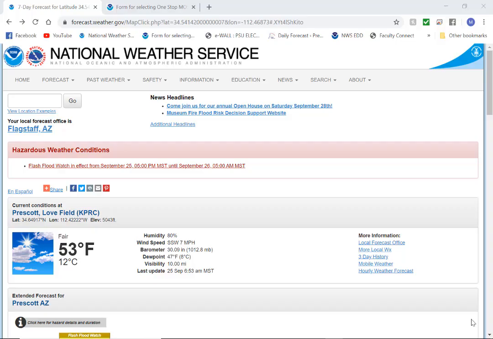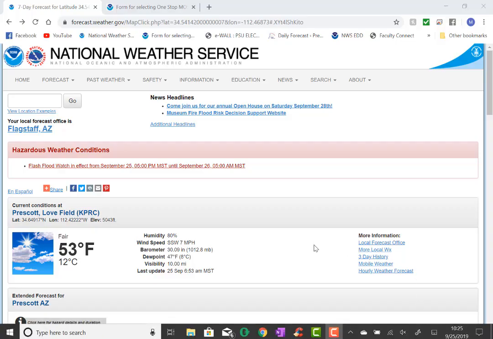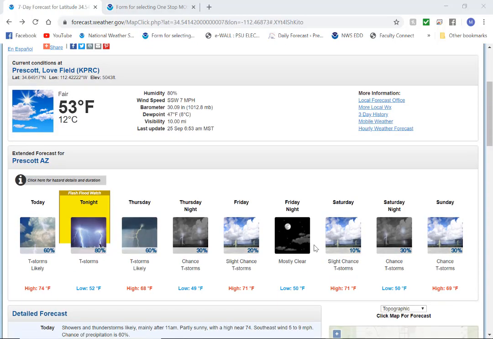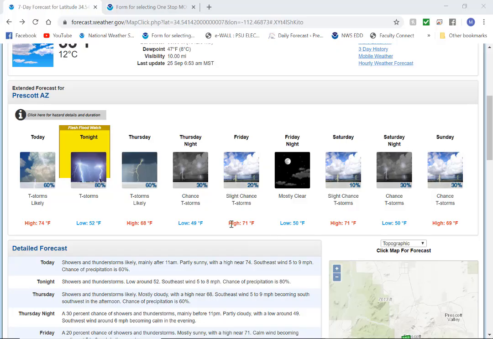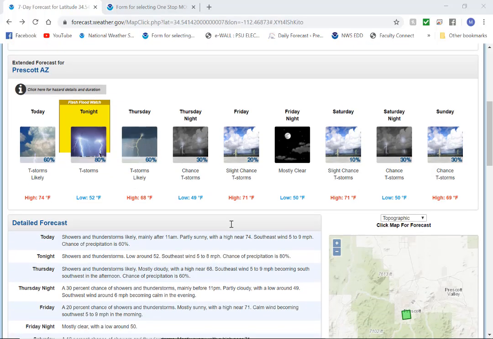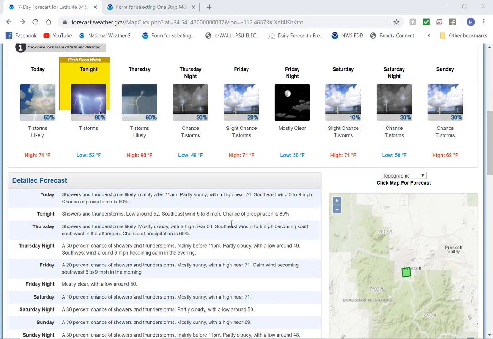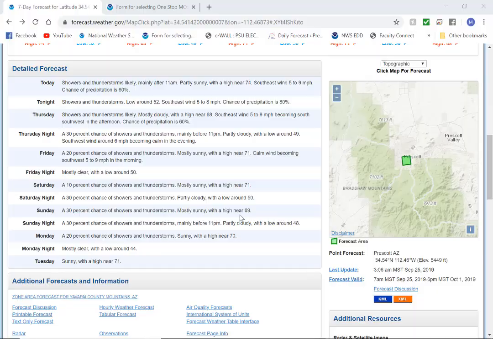Since most of the East Coast is dry right now, there really isn't anything going on. So I wanted to find somewhere in the country where there is weather going on. And right now in southern Arizona, it is their monsoon season, which we'll talk about later on in the course. They're projected to get some rain and thunderstorms overnight tonight and into tomorrow.